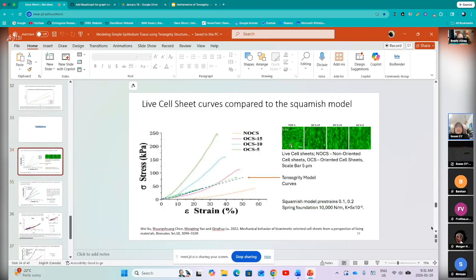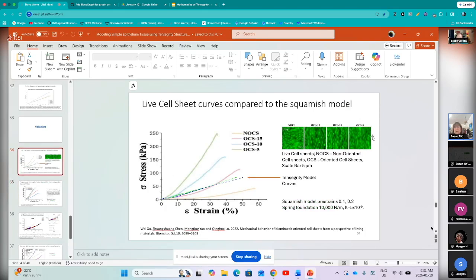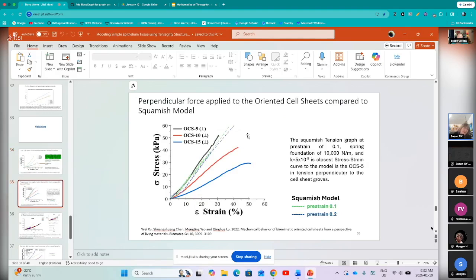So these cells are laid out. These are not oriented, but then you had oriented cell sheets here. I don't know if you can see that, but they're lined up like this. So these curves were measuring the stretch going this way. And then the next ones here were measuring the cells going perpendicular, like they were stretching them perpendicular to their layout, and I got very good results for matching my model to this strain curve.